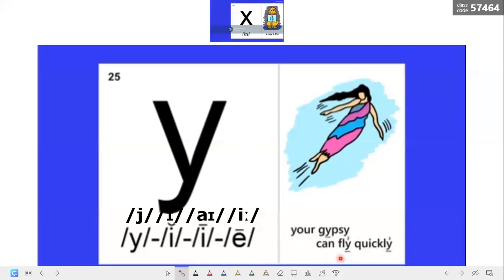You will notice the underlined Y here. In the word "gypsy," it is pronounced "ih." In "fly," it is "I," and in "quickly," it is the "E" sound. And the first word, "your," is the consonant "yuh" sound. So please listen carefully. Number 25.